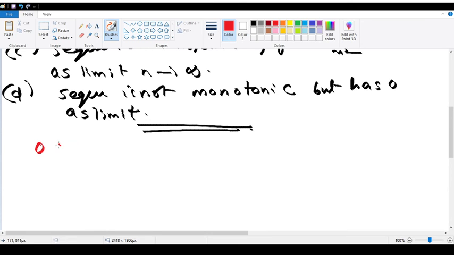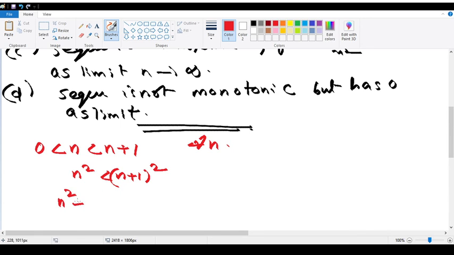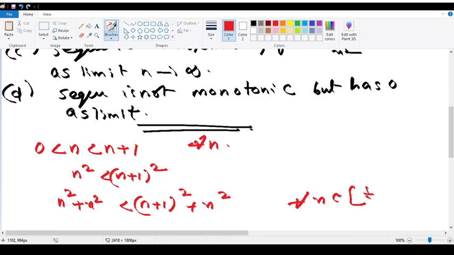So you know 0 is less than n plus 1 for all n, isn't it? So you can write it as n square less than n plus 1 whole square. You add x square to both: n square plus x square is also less than n plus 1 whole square plus x square, for all x in the interval half to 1. Isn't it?